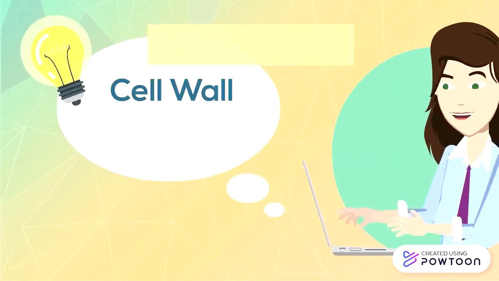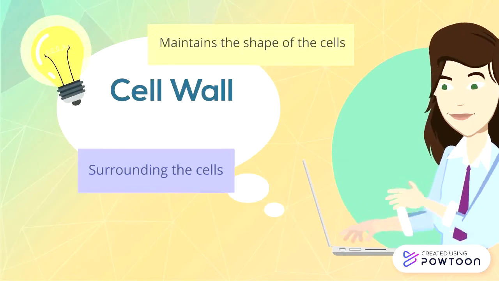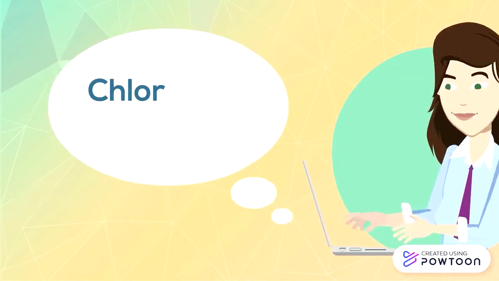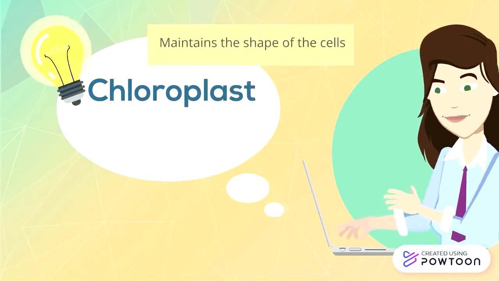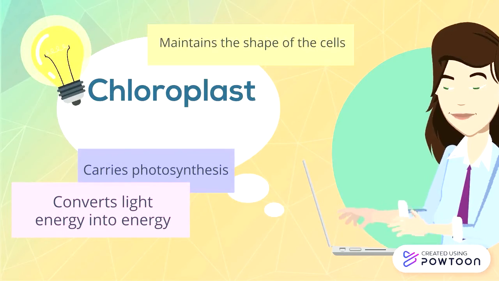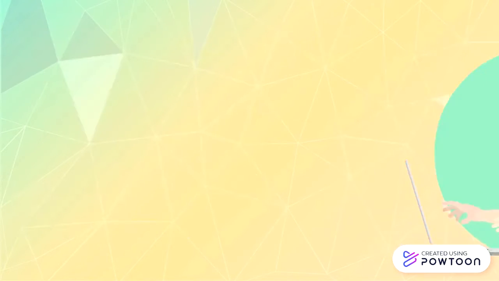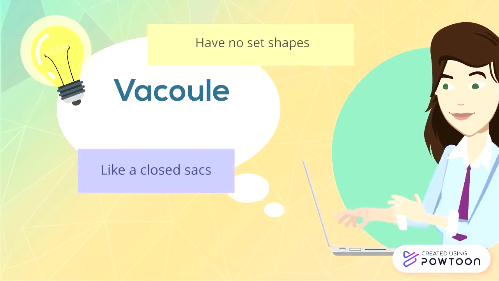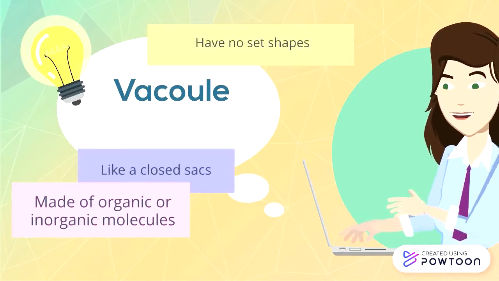Cell wall maintains the shape of the cells, surrounding the cells, tough and flexible. Chloroplast carries out photosynthesis, converts light energy into energy. Vacuole has no set shape, like a closed sac made of organic or inorganic molecules.